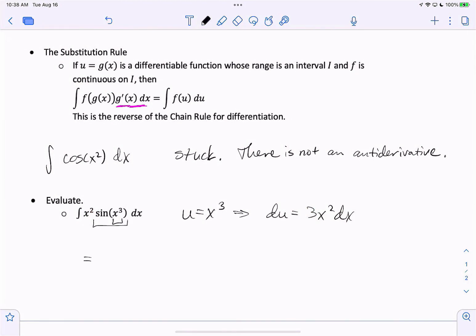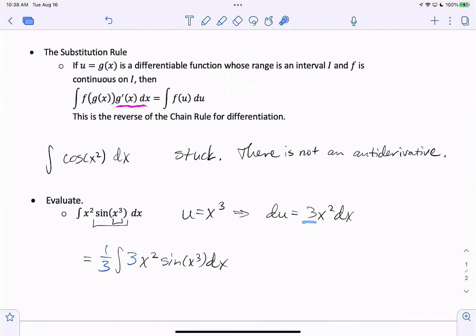So I'm going to rewrite this. I have the integral of x squared times the sine of x cubed dx. And I'd really like to have a 3 in front of that x squared. So, hey, can I just write a 3? Sure. What I've done is I've multiplied by 3. It's all good if I multiply by 3 as long as I divide by 3. I can do this with constants.